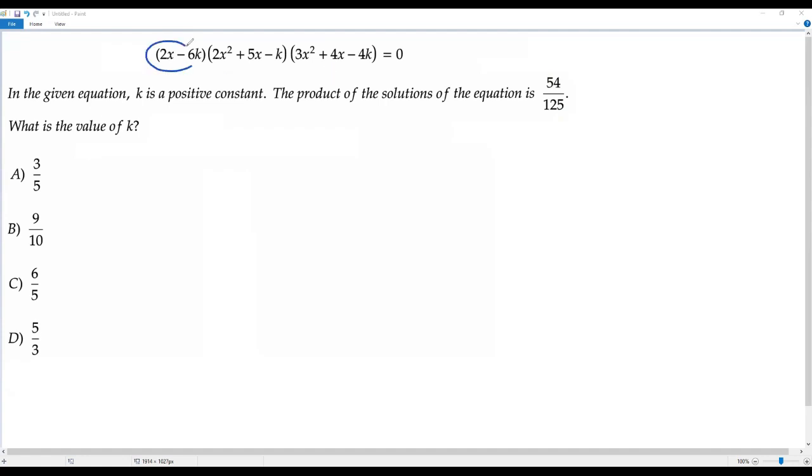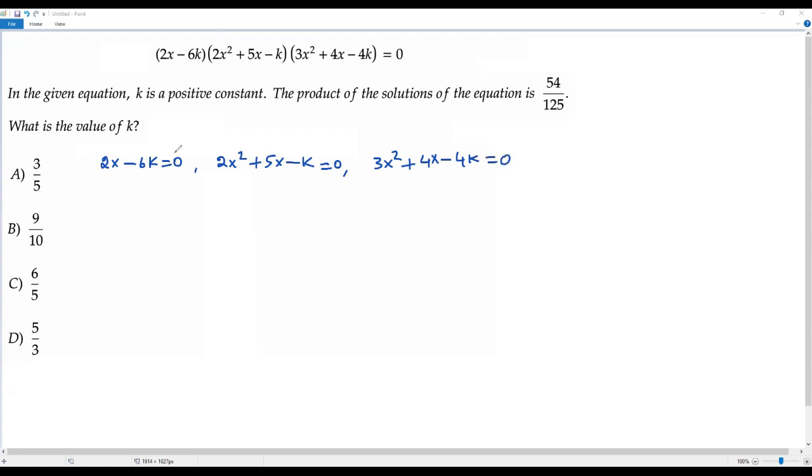Now let me equate the first one to 0. That is 2x − 6k = 0. Or the second one may be 0. That is 2x² + 5x − k = 0. Or the third one may be 0. That is 3x² + 4x − 4k = 0.